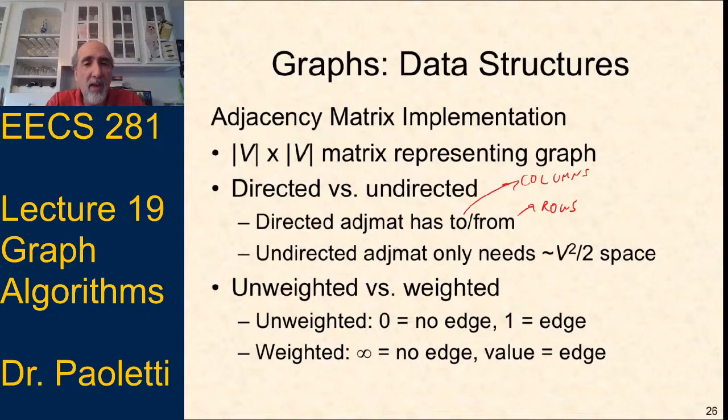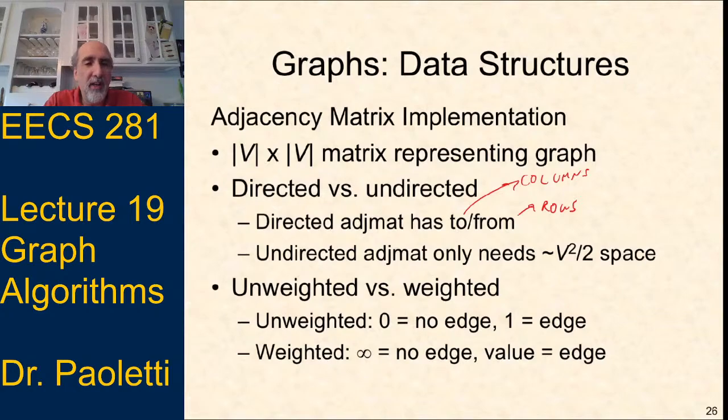Now, if we have a directed graph, we have to have the full V by V. We can't cut out anything if we have the matrix. Now, in the undirected, we could cut out half of it if we wanted to, but I think it's easier to just leave it the full square all the way.